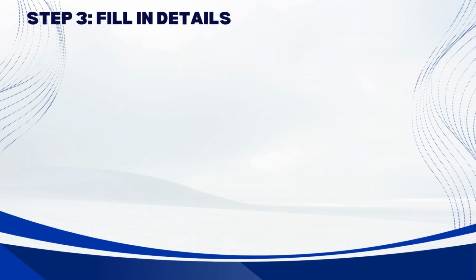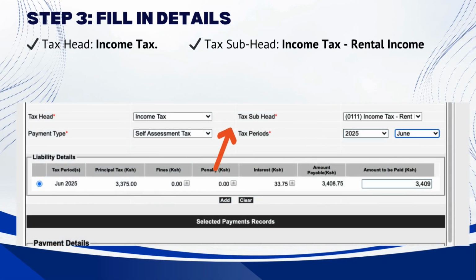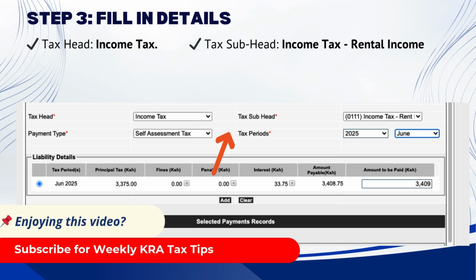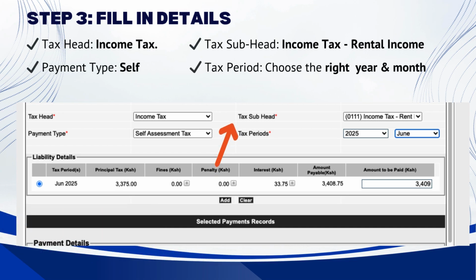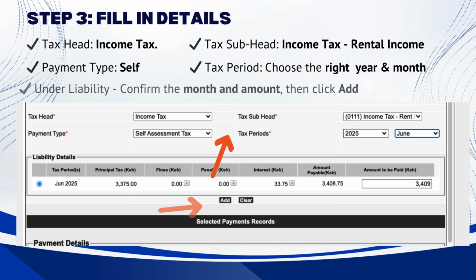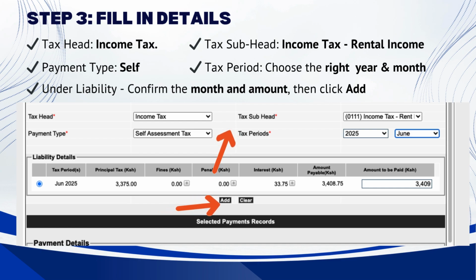Step 3, fill in the details. Under the tax details, select Tax Head Income Tax, Tax Subhead Income Tax Rental Income, the payment type Self-Assessment, and then choose the correct tax period. For example, in this case we choose June 2025. Then under the liability, confirm the month and the amount, and then click Add.